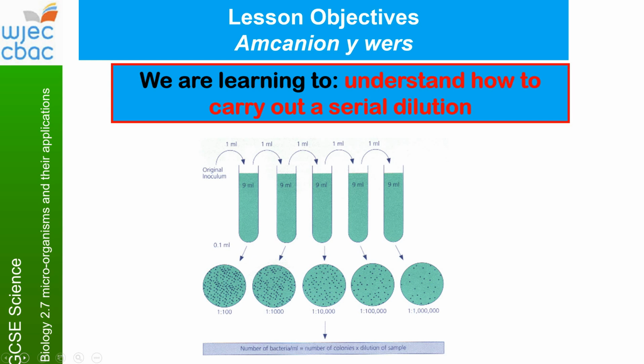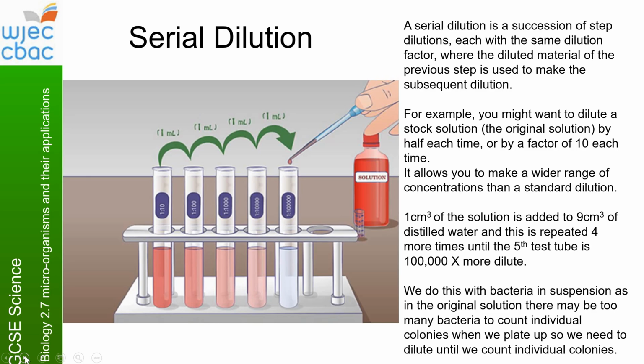So on page 21, you have this image, albeit a black and white copy rather than a colour copy. If we'd been in school, I would have got you to do this with some food dye. So you could actually see the dilution taking place, as the colour of the solution starts to get paler. So what is a serial dilution?